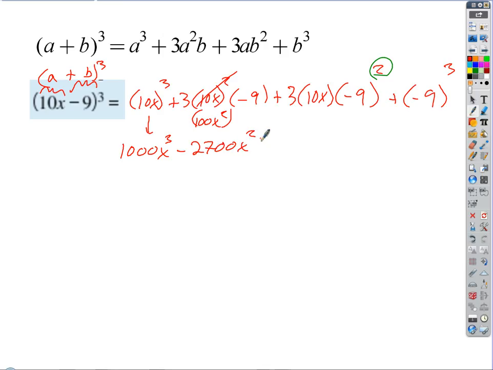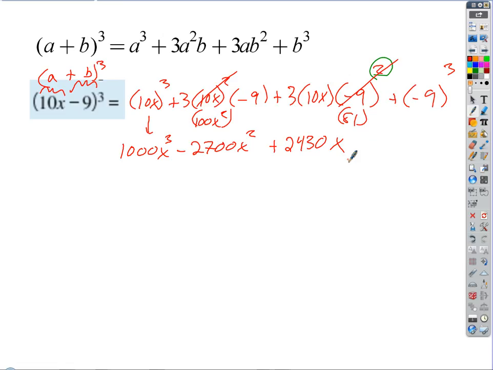How about here? This time, what's negative 9 squared? Positive 81. So 3 times 81, well, that's big, but what is that? What's 3 times 80? 240 plus 3 times 1 is? Yeah, 3. So 243 times 10, add 0. So plus 2430x, right?